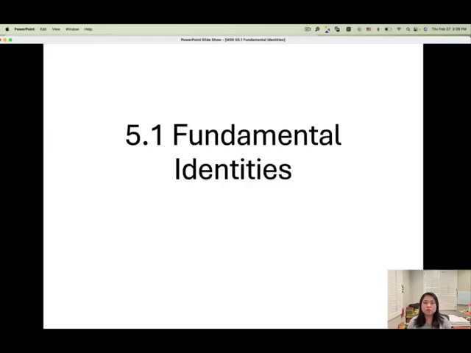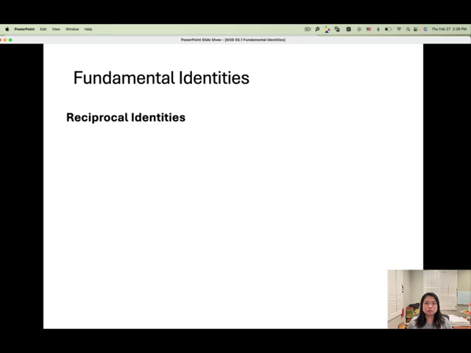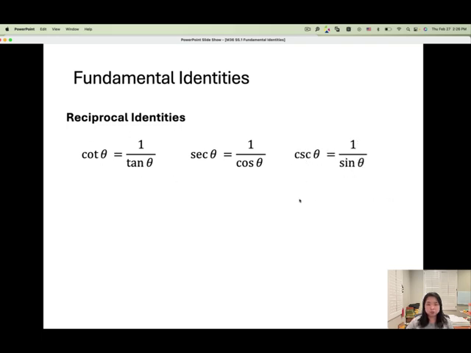Section 5.1 Fundamental Identities. Reciprocal identities. We know that cotangent theta equals 1 over tangent theta, and secant theta equals 1 over cosine theta. Cosecant equals 1 over sine theta. Okay, we learned this from chapter 4 already.